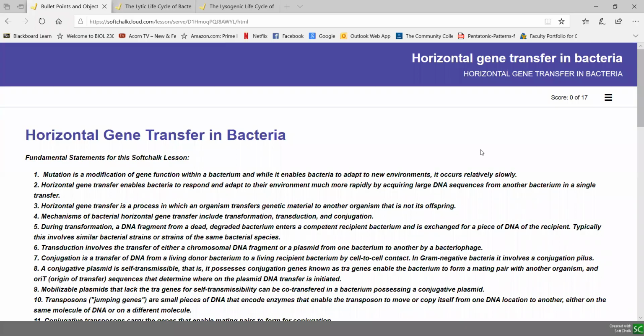Our first lecture in Unit 2 is going to deal with horizontal gene transfer in bacteria. Now, one of the characteristics of bacteria is how rapidly they can adapt to new environments, and that includes things like developing antibiotic resistance or picking up new virulence traits that help them in causing disease. And this ability to rapidly adapt is due to mutation and horizontal gene transfer.